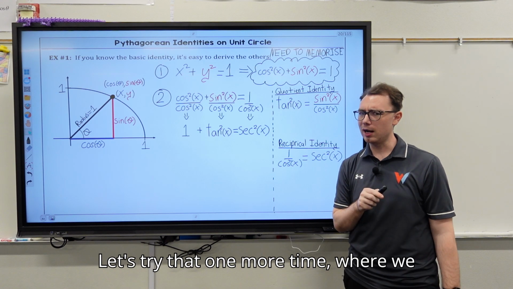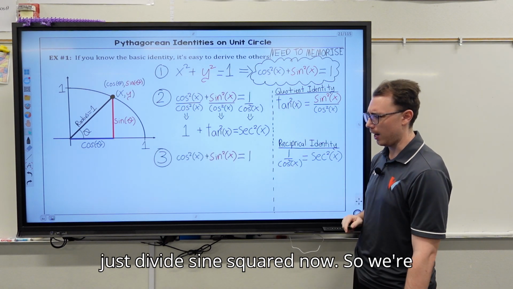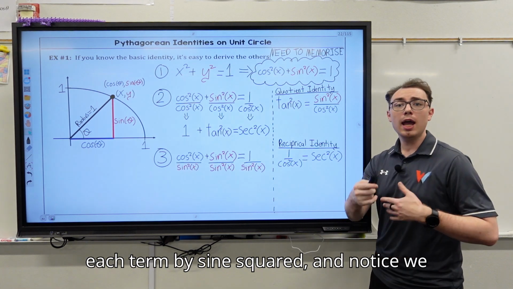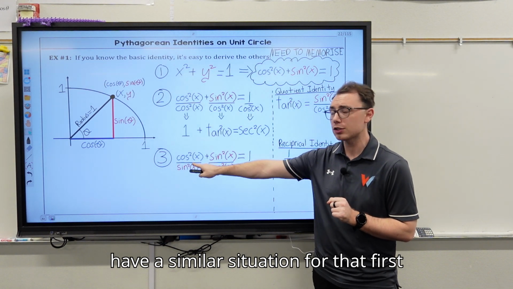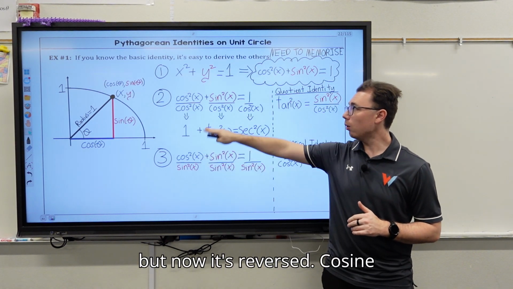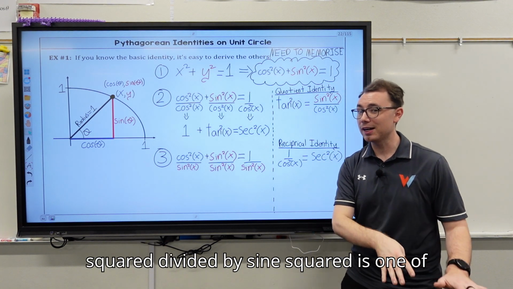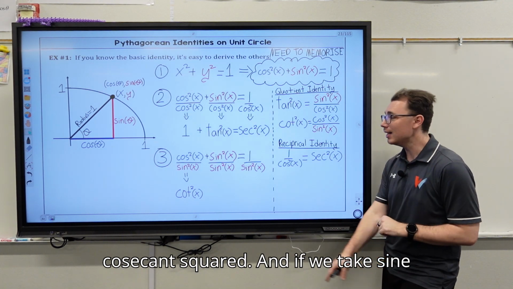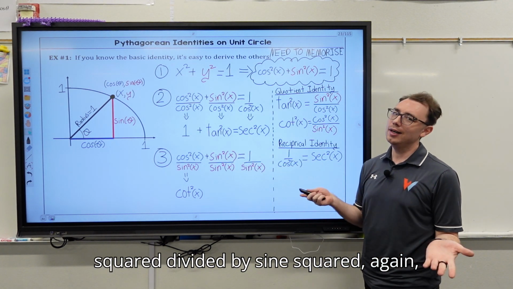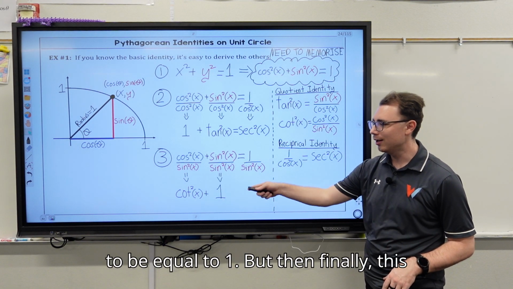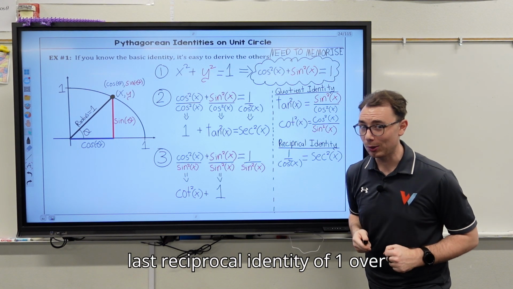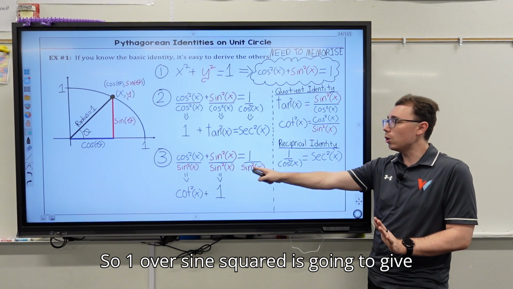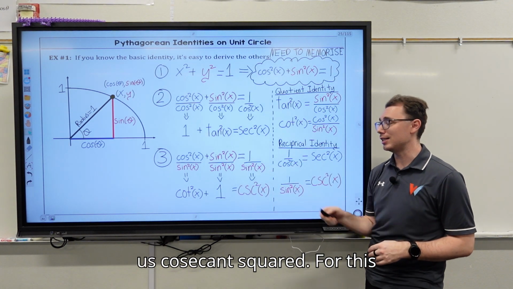Let's try that one more time where we just divide by sine squared now. So we're bringing this equation, we're dividing each term by sine squared, and notice we have a similar situation for that first term that we did for the second term, but now it's reversed. Cosine squared divided by sine squared is one of those quotient identities to give us cotangent squared. And if we take sine squared divided by sine squared, again, anything divided by itself is just going to be equal to 1. But then finally, this last reciprocal identity of 1 over sine should give us cosecant. So 1 over sine squared is going to give us cosecant squared.